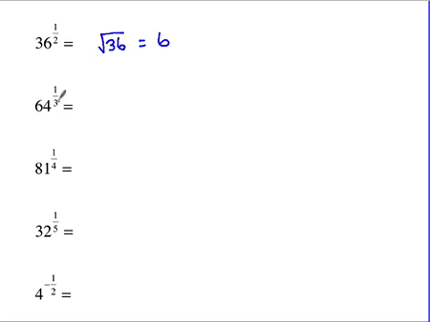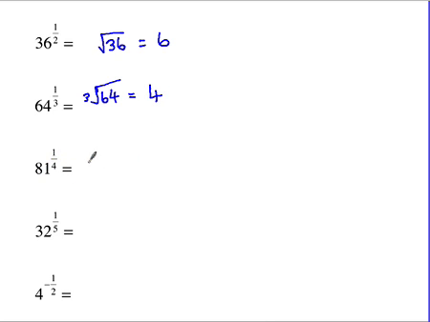64 to the power of a third is a cube root, so we're going to find the cube root of 64. Cube root means what number times by itself, and times by itself again gives me 64. Well, that number must be 4.